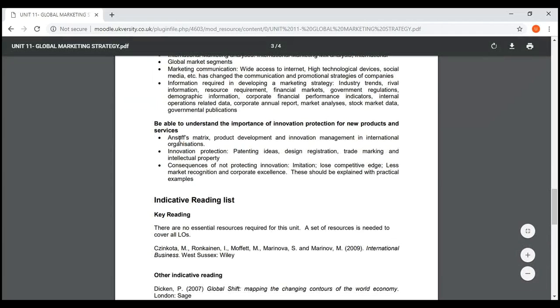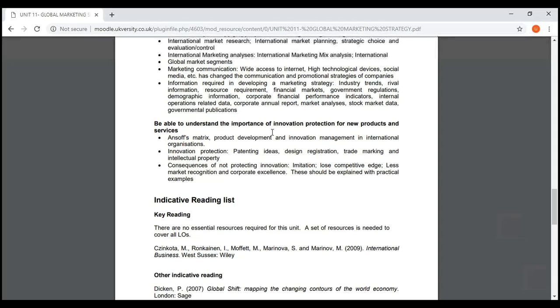So in today's lesson, be able to understand the importance of innovation protection for new products and services. On the soft metrics, which we will go through today, as I explained in one of the other units if you completed with me, product development, innovation management, international organization, how we can manage innovation, why innovation is important. Innovation protection is very important.